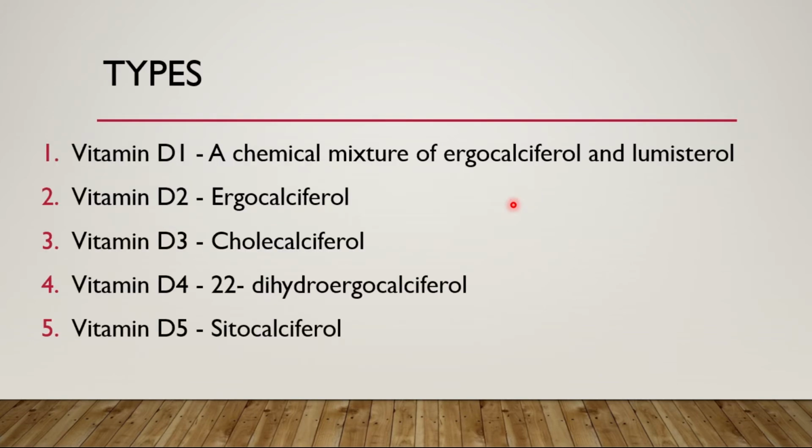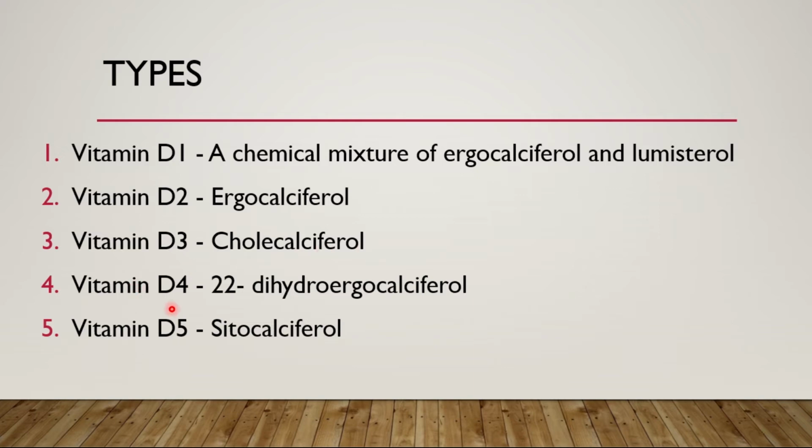Now coming to the types of vitamin D. This is not really important, but just for general knowledge. The first one, vitamin D1, is not actually a vitamin D, but a chemical mixture of ergocalciferol and lumisterol. Vitamin D2 is ergocalciferol, derived from ergosterol and obtained from plant sources such as mushrooms and green vegetables. Vitamin D3 or cholecalciferol is obtained from animal sources such as liver, dairy products, eggs, like that.